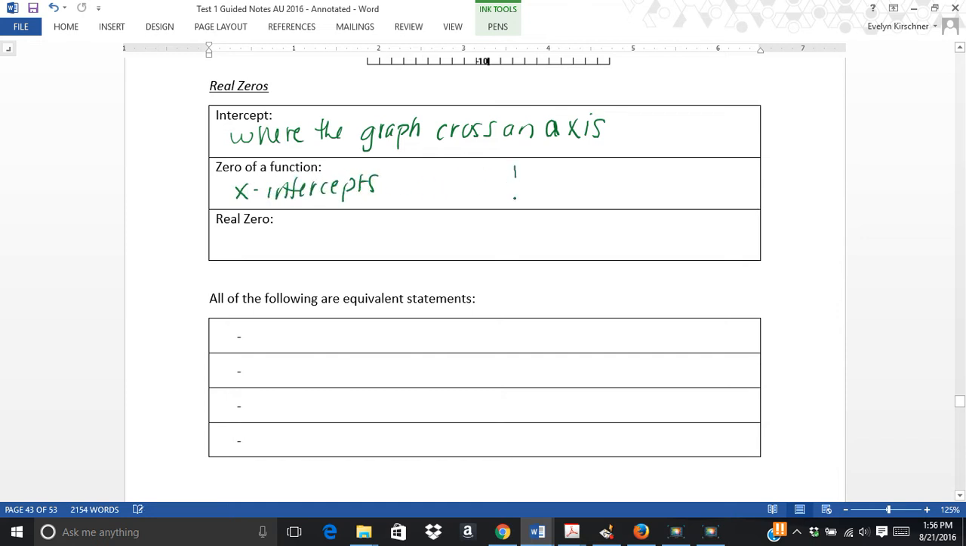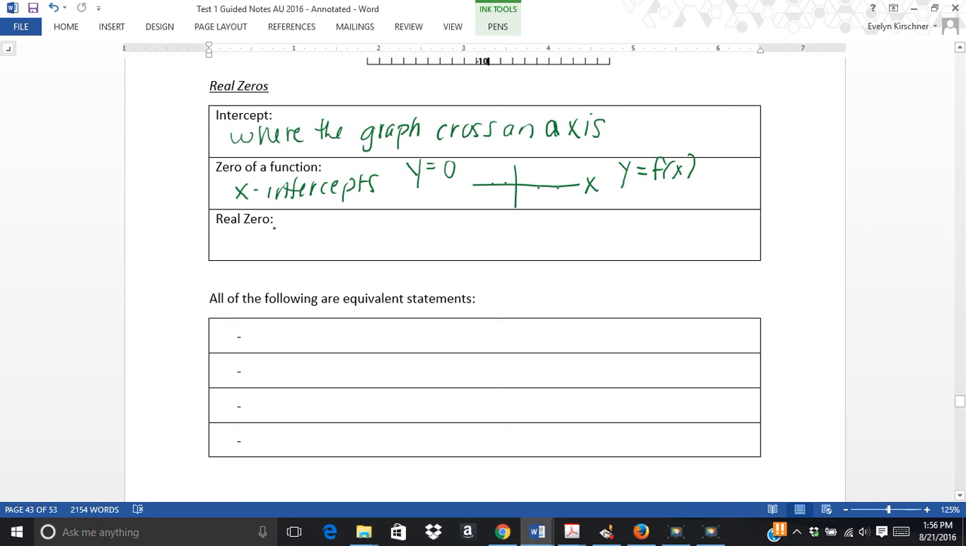Because when you cross the x-axis, all along the x-axis here, what is y? Y is 0 for any place across the x-axis. And that gives me a zero of a function. Remember, a function is y is some function of x. So if I want to know when a function is 0, I want to know when y is 0, and I need to find my x for that.